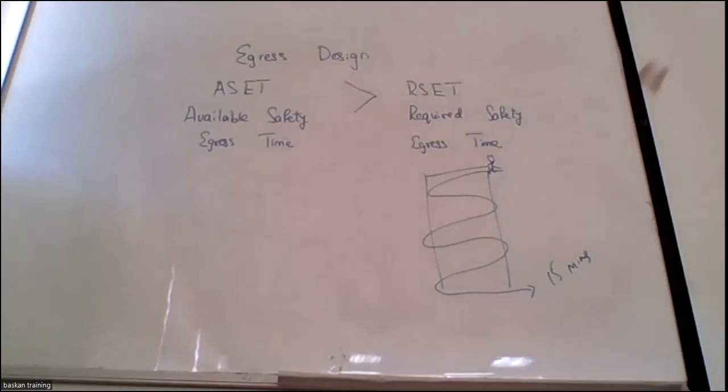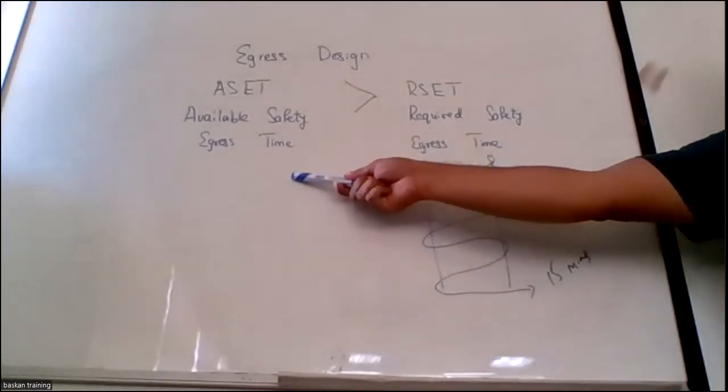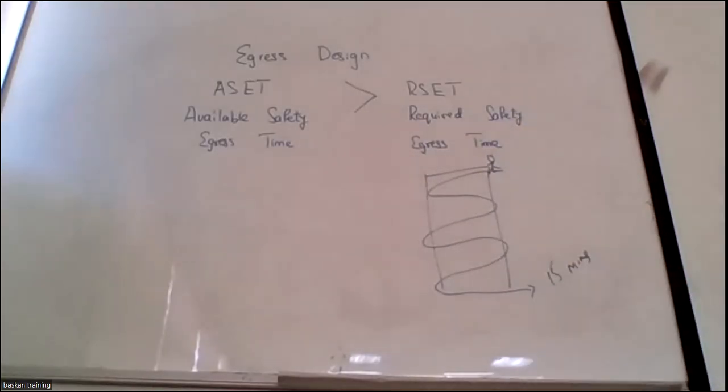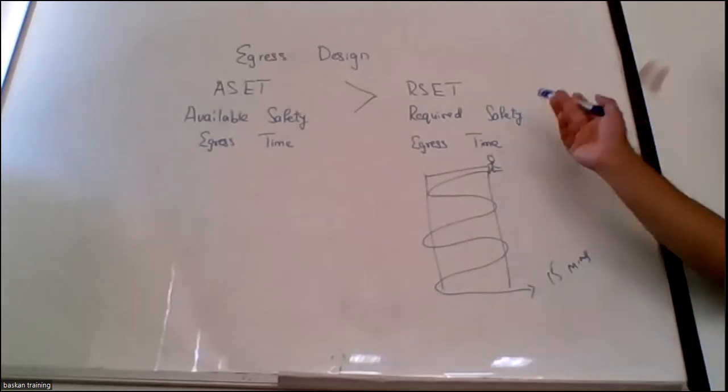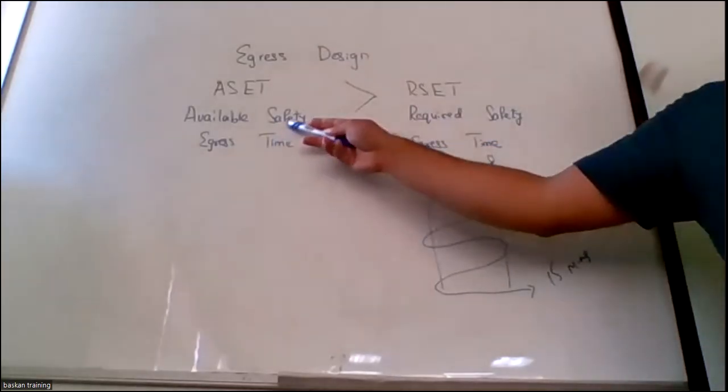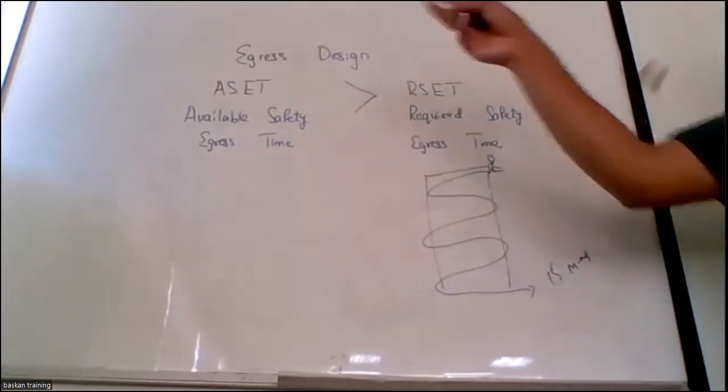So the time you are going to make available will totally depend upon the design, or the time that you are going to take to evacuate from the occupancy. It means I need to know the required time. Unless I know the required time, I can never calculate the A set. So both are important in this parameter.